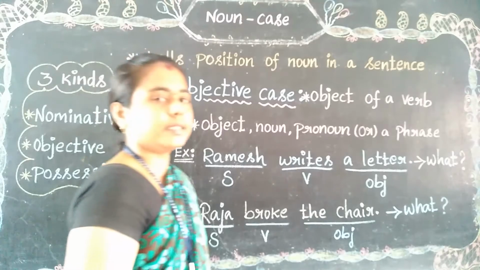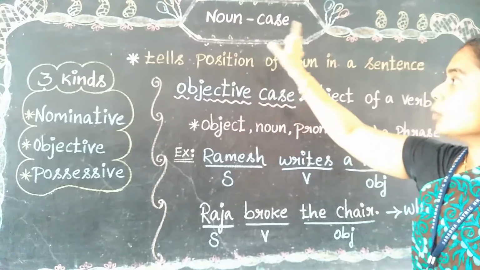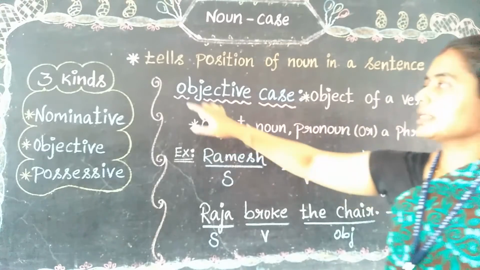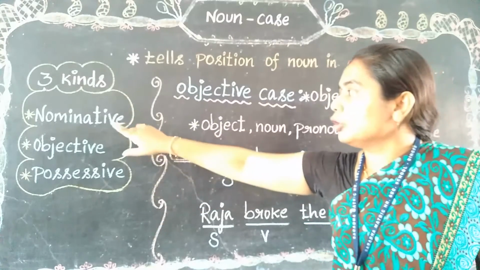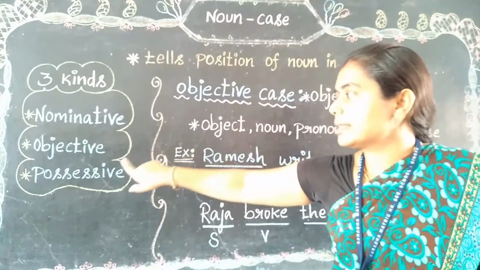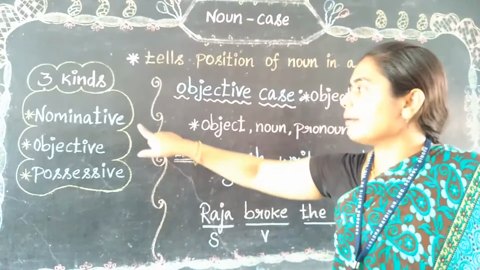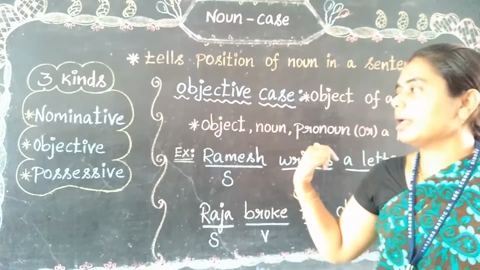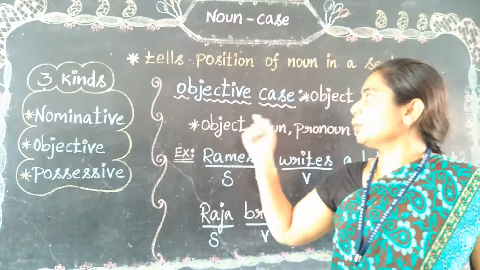Yes. So that's it. So let's recall about noun case. See, noun case always tells about the position of a noun in a sentence. It consists of three kinds of cases. What are the three kinds? Nominative case, objective case, possessive case. In part 1, the previous video, we learned about the nominative case, and now in part 2, in this session, we are learning the objective case.